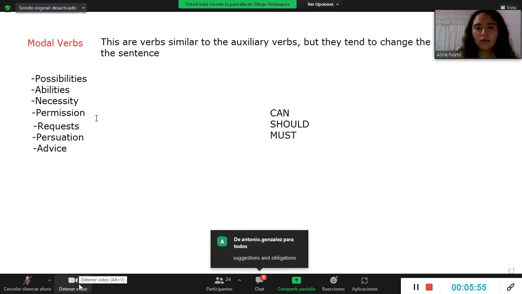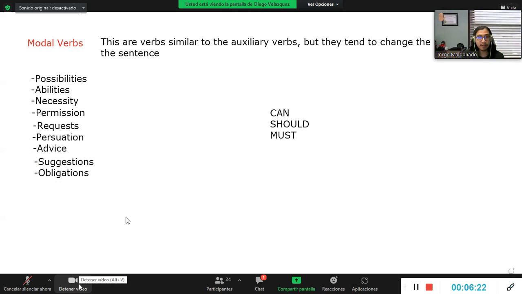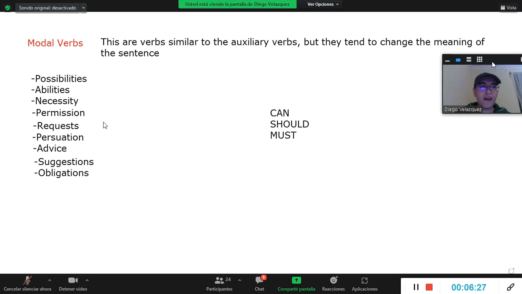It's for suggestion and obligation. Okay, so apart from all of this, maybe advice, similar to advice. Well, we can, of course, use the word suggestion. And also, as you just mentioned, they can also be for obligations, right? Okay. Am I missing anything else? Requests. We already have request in here, my friend.